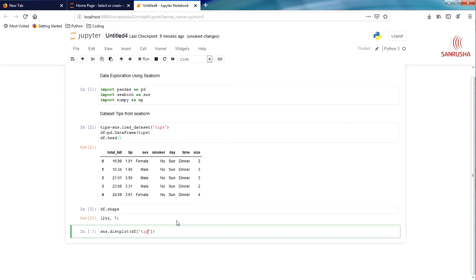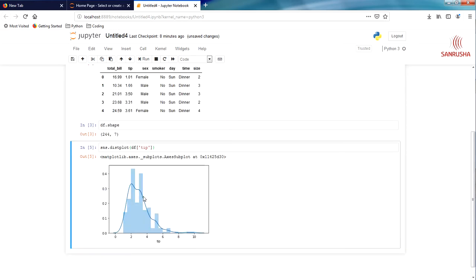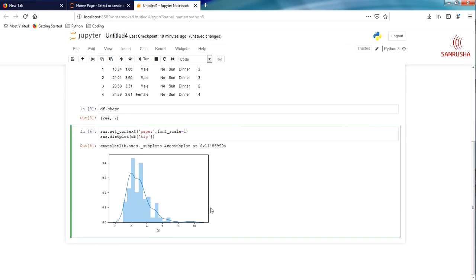Let's run this command, and here you go. This is the distribution of tip data, and it looks like a normal distribution. If you see a bell curve like this, it is a normal distribution more or less. Okay, so let's move on.